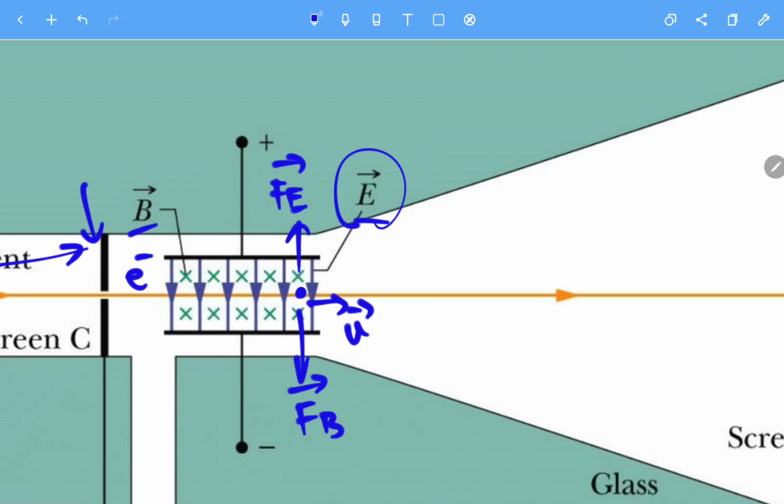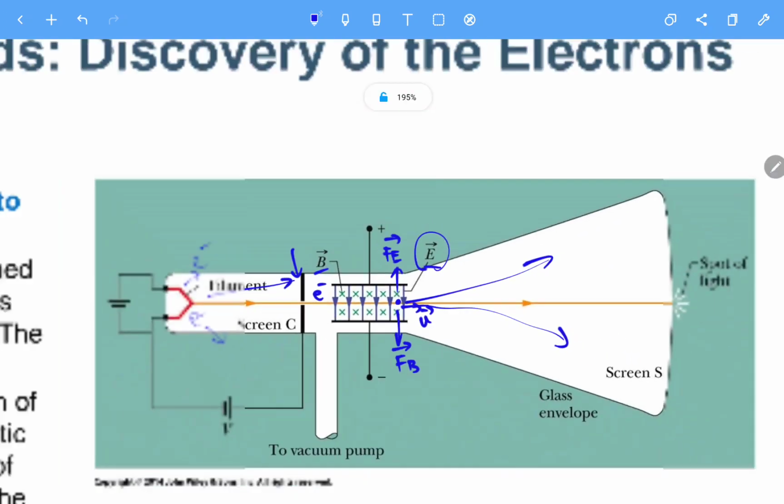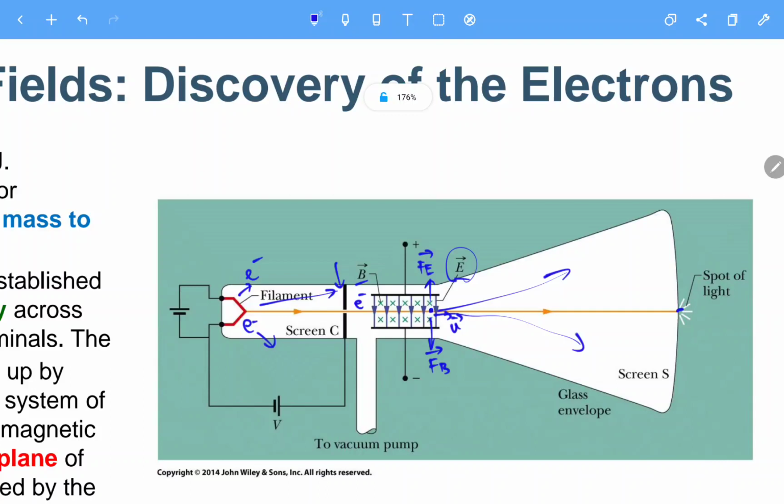If the magnitudes of FE and FB are not the same, if FE is larger, then it will go like this. If FB is stronger, then it will go like this. If FE and FB are equal to each other, then there will be no net force acting on the electron, and the electron will go straight to the right side and hit the middle point. So based on this, we try to adjust the ratio between the E field and B field to make it shoot the middle point, and then we'll be able to know the ratio between the E field and B field.